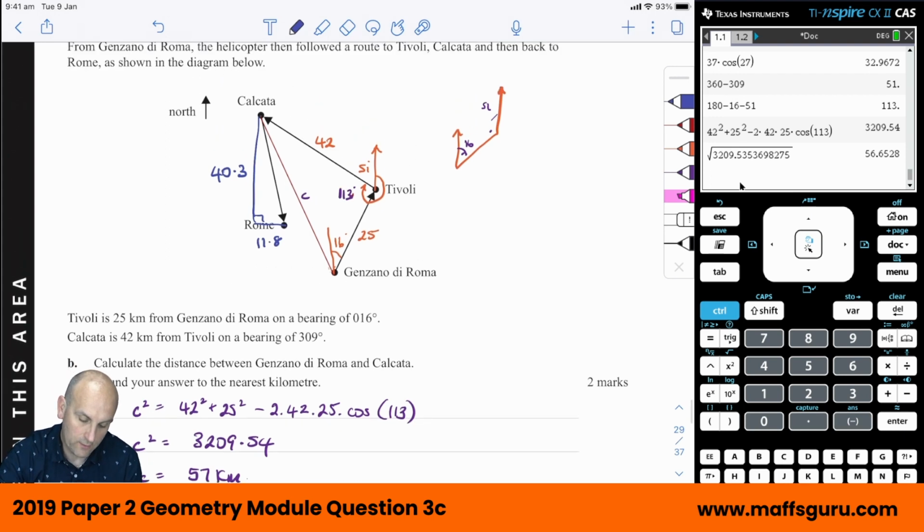All right, so if we're going from Calcutta, we want this angle here. All right, so we want that. No, we don't. I've gone a little bit too far. Try that one again. We want this angle here. How am I going to find that?